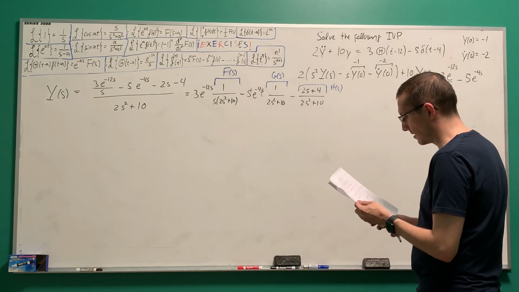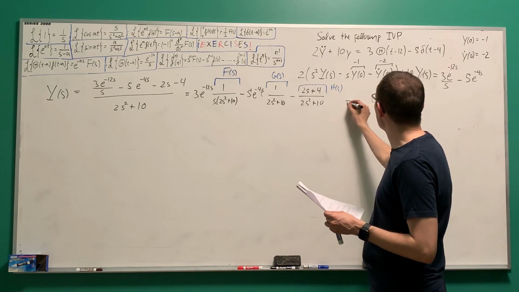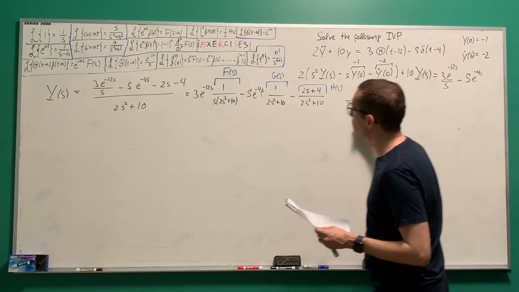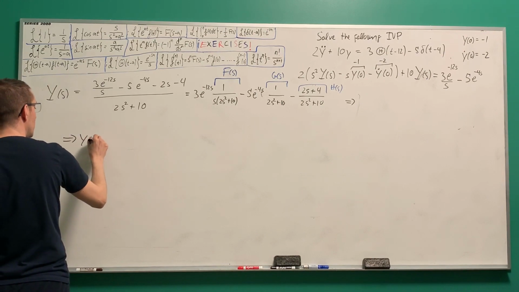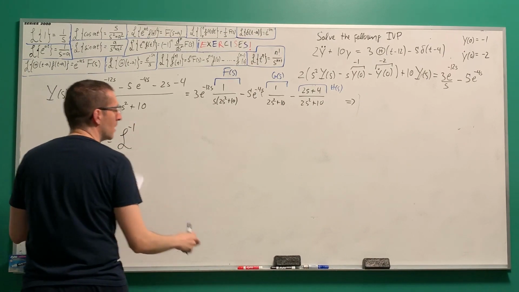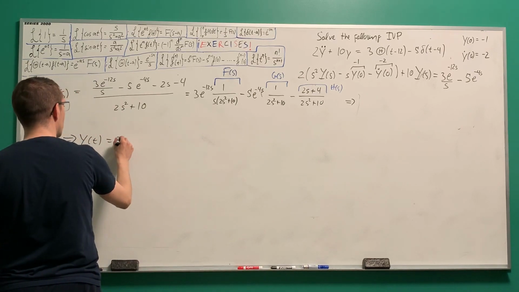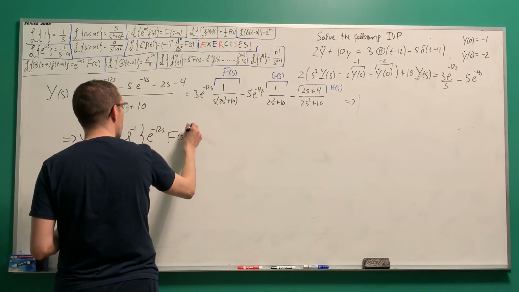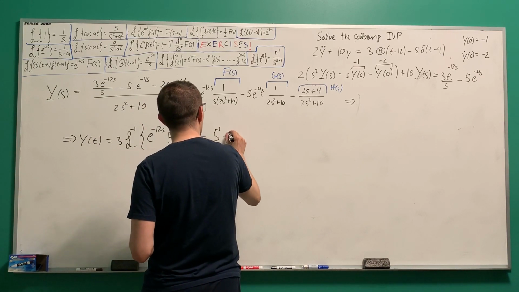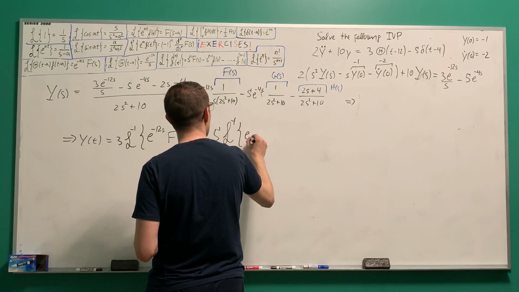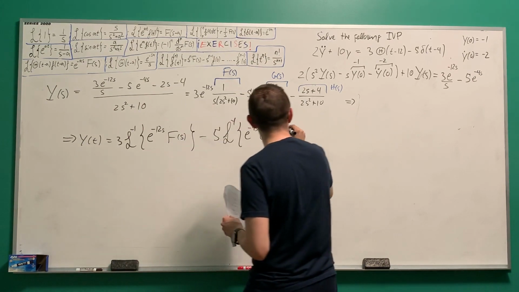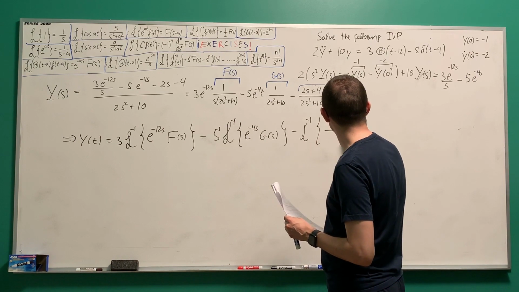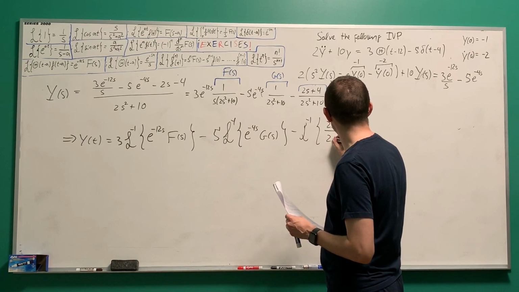Now, of course, I can do the inverse Laplace transform here, and if I do the inverse Laplace transform to get y of t, let me write it here. Y of t is the inverse Laplace transform of everything, so I'm going to write it here. 3 times the inverse Laplace of e to the minus 12s F(s), minus 5 times the inverse Laplace transform of e to the minus 4s G(s), minus the inverse Laplace of 2s plus 4 divided by 2s squared plus 10.